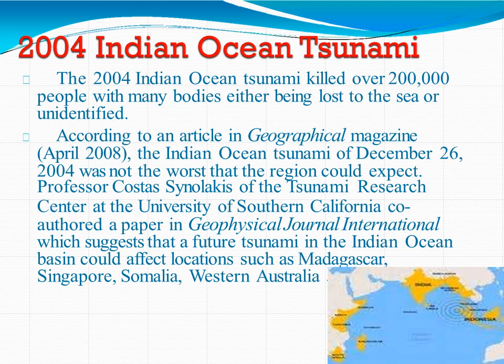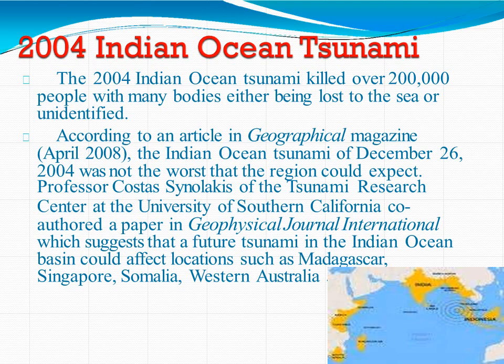So let's talk about the 2004 Indian Ocean tsunami, and it was very disastrous at that time. The 2004 Indian Ocean tsunami killed over 2 lakh people, with many bodies either being lost to the sea or unidentified. According to an article in Geographical magazine, the Indian Ocean tsunami of December 26, 2004 was not the worst that the region could expect.